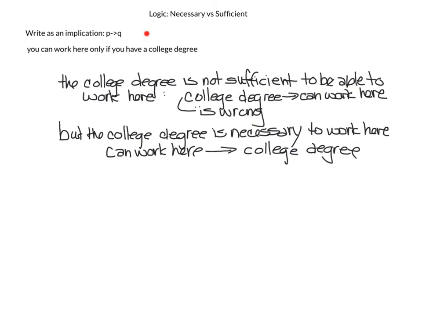And now if we go back to our college degree and you can work here example, again, the thing that's necessary becomes Q. So again, the college degree is not sufficient. So it's not college degree implies you can work here. That would be wrong. But the college degree is necessary. So it follows. So again, it's if you can work here, then I conclude you have a college degree.